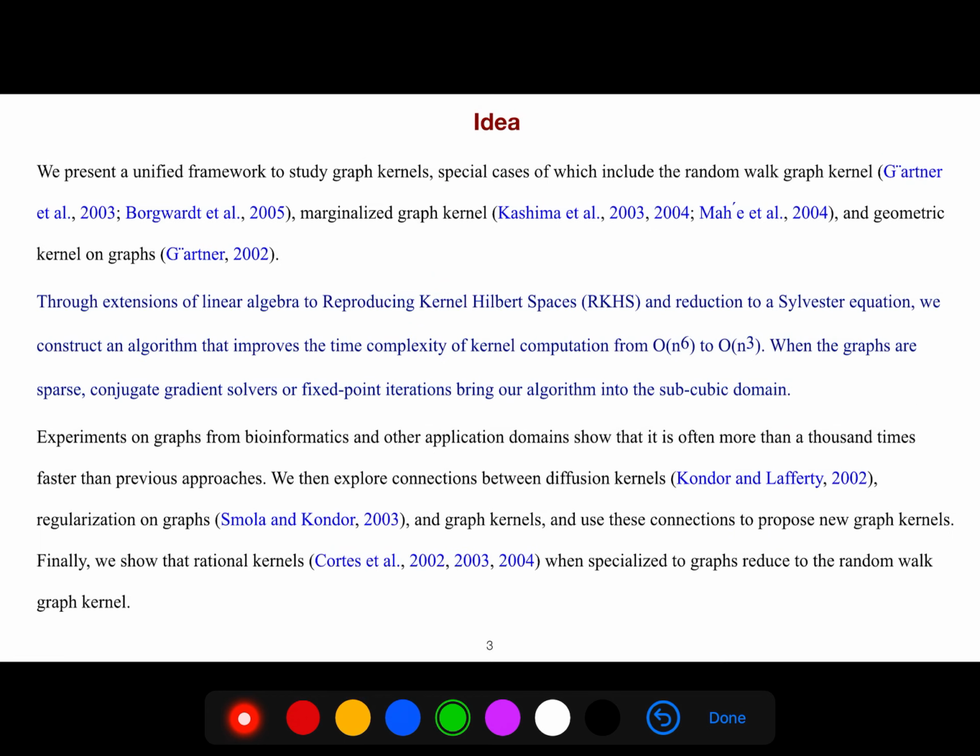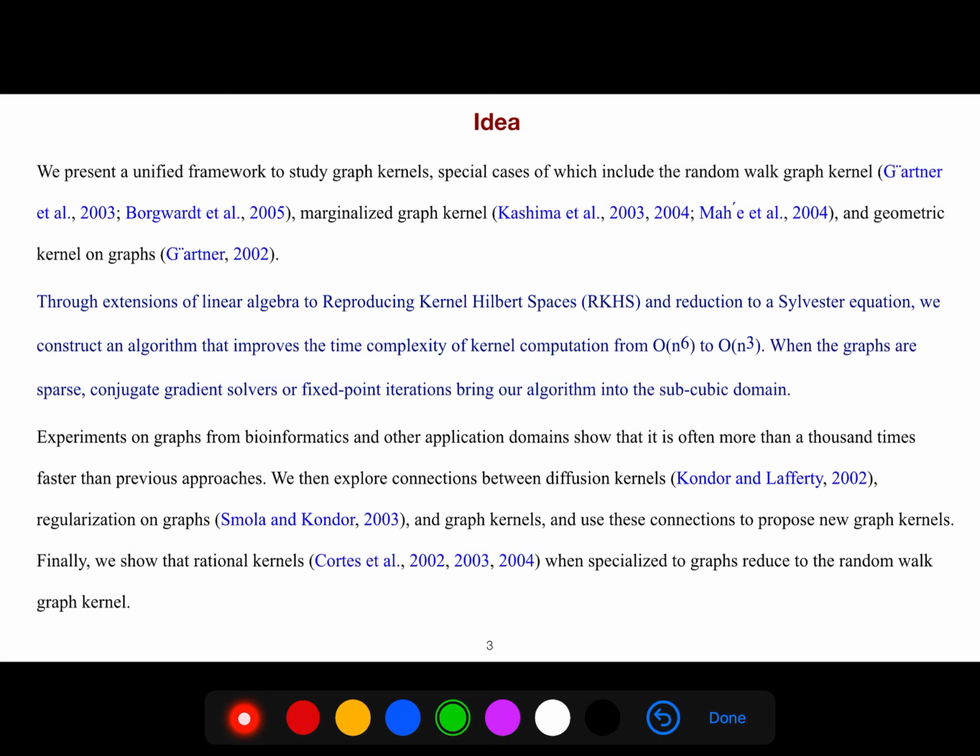So we present a unified framework to study graph kernels, special cases of which include random walk graph kernel, marginalized graph kernel, and geometric kernel on graphs, through extensions of linear algebra to reproducing kernel Hilbert space.